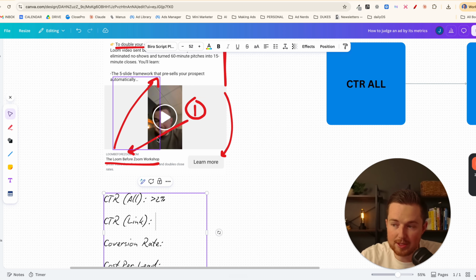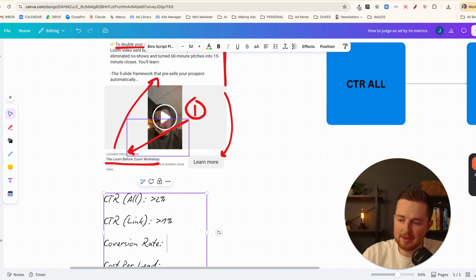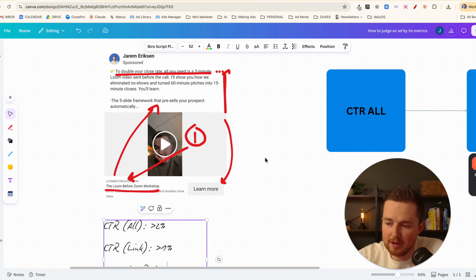So that's our image or video. Basically, out of 1,000 impressions, that's saying that 2% of people are stopping and actually looking at the image or video. Click-through rate link: I like this to be above 1%. That is the amount of people that either click see more or click learn more, so it's the click-through rate on the link or button.